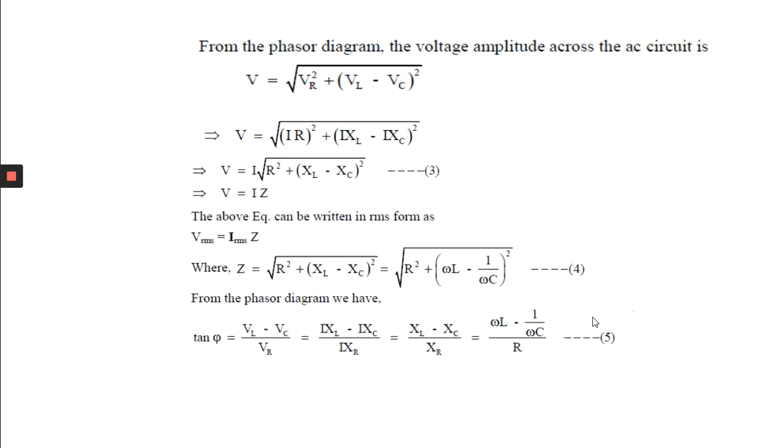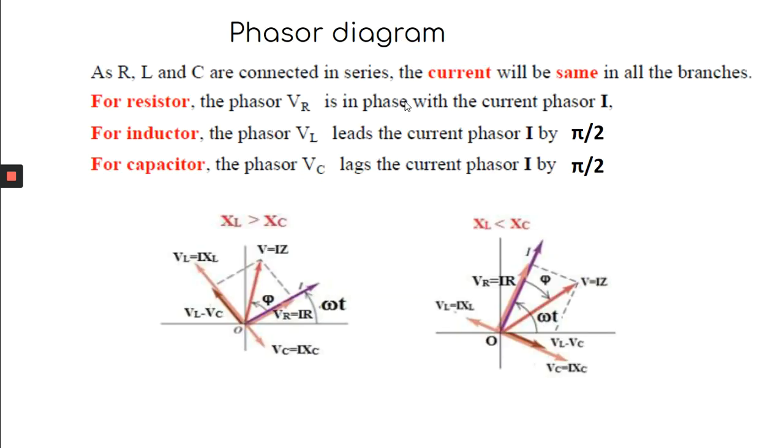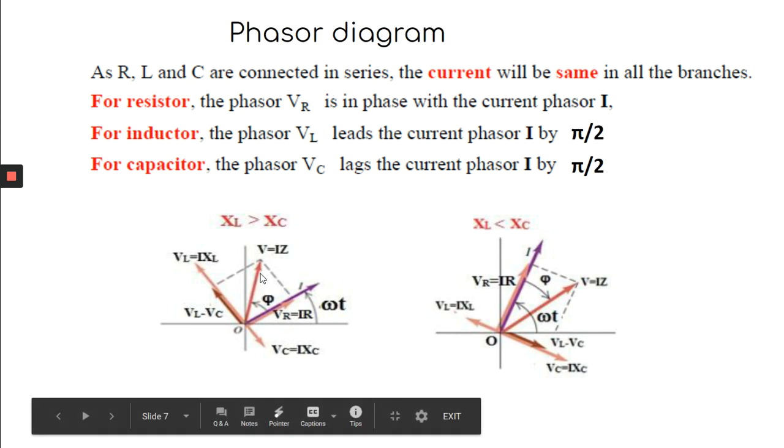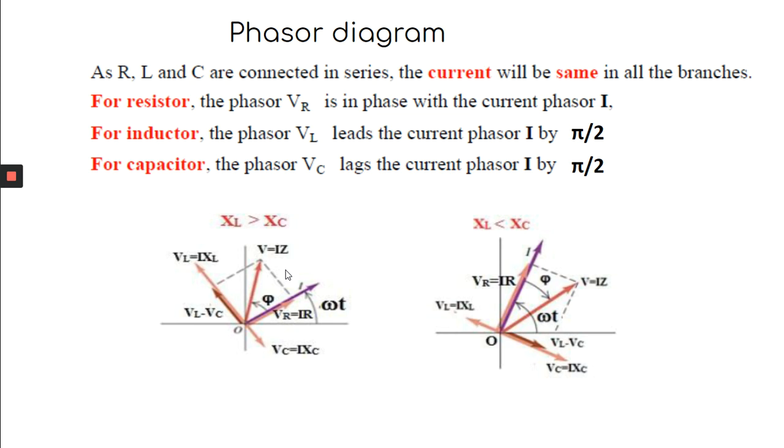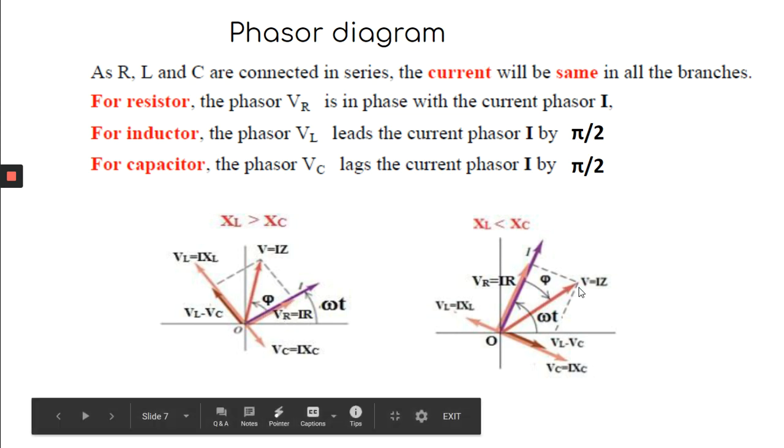From the phasor diagram, what is your V? V equals the square root of VR squared plus (VL minus VC) squared. Because if you consider the triangle, this is a right angle triangle. This is VL minus VC, this is VR, so this is V. So what is V? The magnitude of V is the square root of (VL minus VC) squared plus VR squared. Also in this case the same thing.